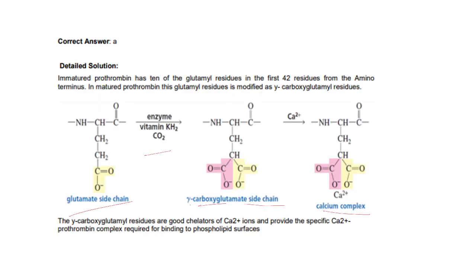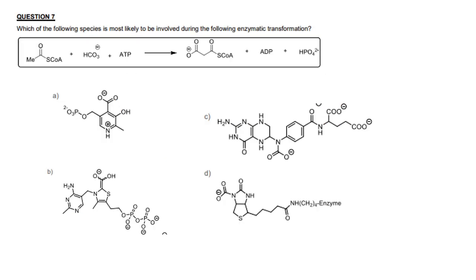Okay, next question we have: which of the following species is most likely to be involved during the following enzymatic transformation? This is acetyl coenzyme A with bicarbonate in the presence of ATP. This will get attached and it will replace the ADP and HPO4. So which of the following species is involved during the following enzymatic transformation?